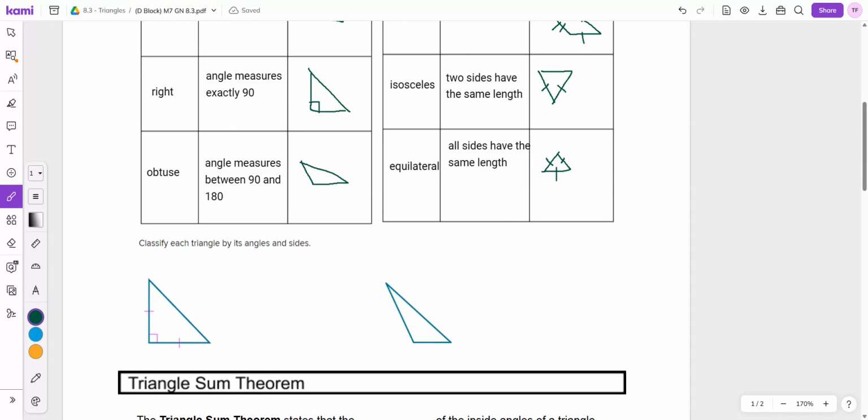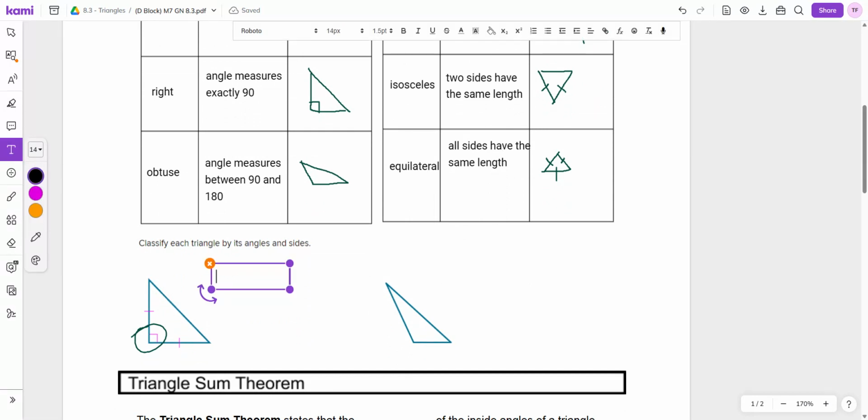So, like I said, I like to classify them by their angles first. First thing I see is the right angle indicator. So immediately that signals to me that I have a right triangle. Now I'm going to look at the sides, and I see that two of the sides have one congruency mark, so it looks like an isosceles triangle. Since two sides are the same, the third side is different. It is isosceles.